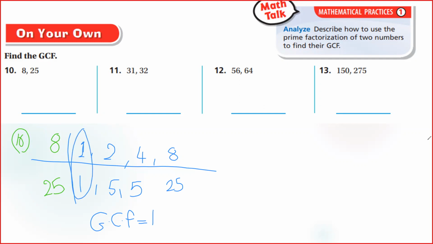Now here, number 10. Look at 8 and 25. There is no common factor. If we have two numbers that have no common factor between them, the greatest common factor, or the GCF, will be 1. Got it?